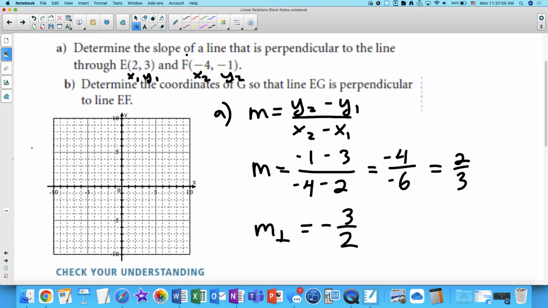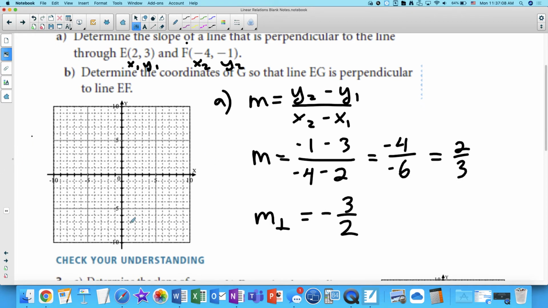For this part, I would recommend drawing EF first because if we're looking for coordinates, it's helpful to be able to look at a graph. So let's put EF down first. E is at 2, 3. And F is at -4, -1. So here's EF. And what we want to know is what's G so that EG and EF are perpendicular.